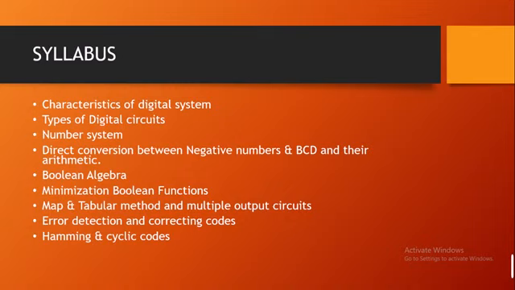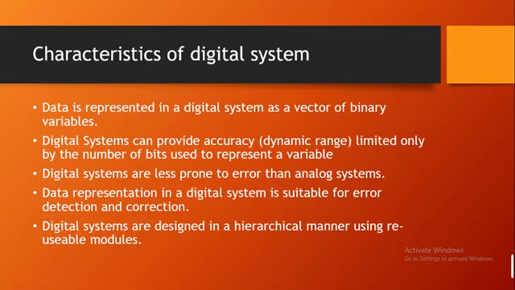First of all, in unit 1 you have the contents as characteristics of digital system, types of digital systems, number system, direct conversions between negative numbers and BCD and their arithmetics, Boolean algebra, minimization of Boolean functions, map and tabular method, and multiple output circuits, error detection and correcting codes, and lastly Hamming and cyclic codes. Coming to the very first topic, that is characteristics of digital system.